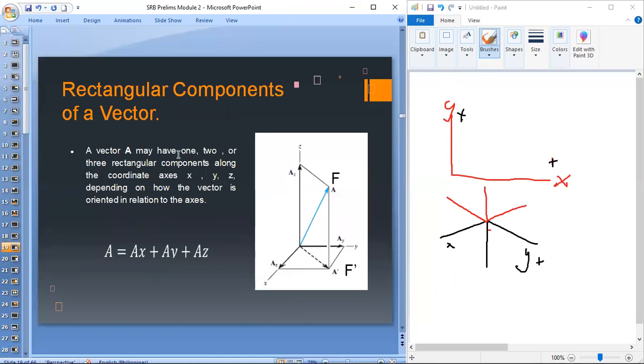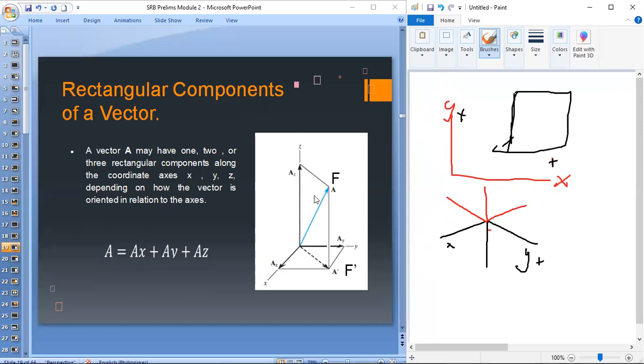So, a vector A may have 1, 2, or 3 rectangular components. So, using parallelogram law lang din, na kung saan yung edges mo, same lang. Mamaya i-discuss natin yan, di ba sa rectangle natin, basta 4 sides, may parehong equal sides yung dalawa, and dalawa din dito sa kabila.